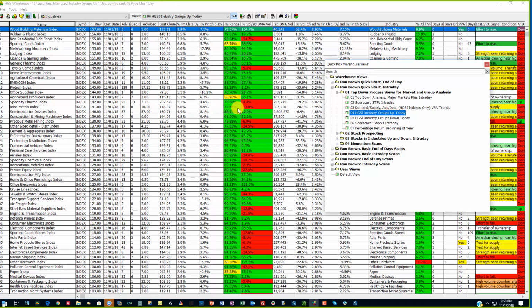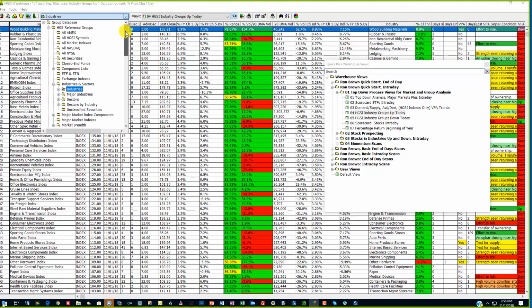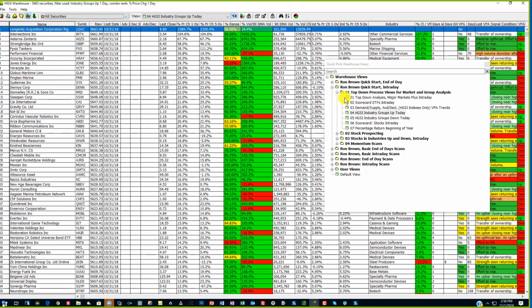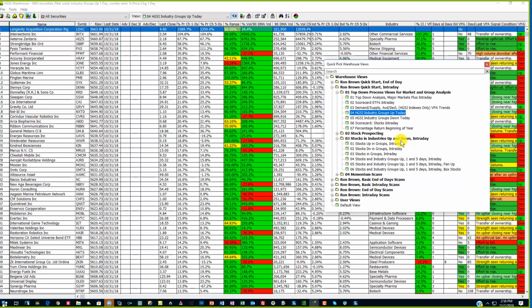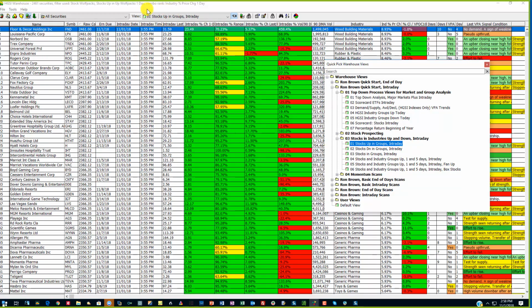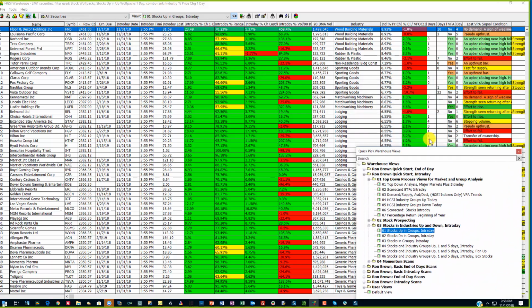Let's say you want to look at stocks in these groups. This is something that I put in for one of my webinars. I'm just going to go up to all securities, and now I'm going to go down here to the stocks in industries up and down. If I click on stocks up in groups today, and if I'm sorted on raw combo, look how nicely this lines up.